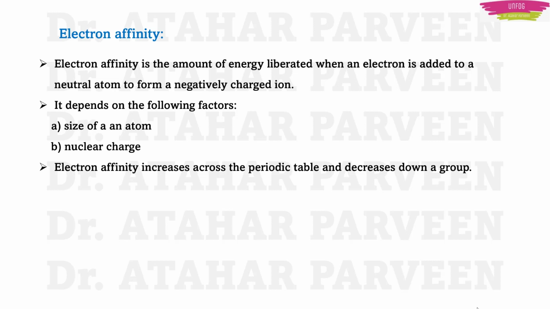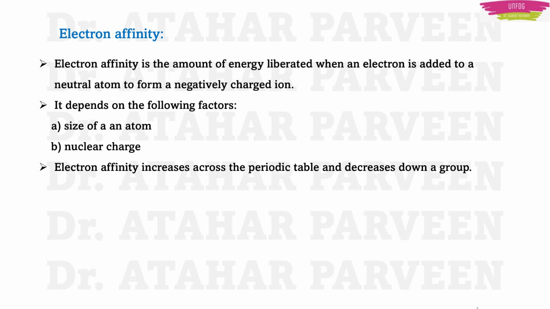Now let's talk about electron affinity. Electron affinity is the amount of energy liberated when one electron is added to a neutral atom to form a negatively charged ion. It is the same as ionization energy if you see from that perspective. The amount of energy required to remove one electron and the amount of energy required to put one electron back should be the same, right? So that's why I say that electron affinity is nothing but the ionization energy. But there it was the amount of energy required to lose one electron, and this is the amount of energy liberated when an electron is added to the neutral atom.